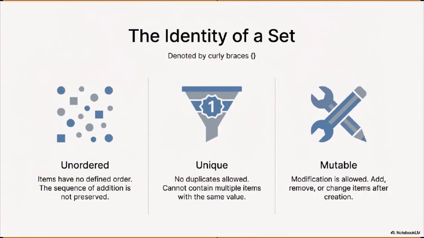Okay, so let's tick off these core properties. First up, they're unordered. You can't ask for the first item because there isn't one. Next, they are mutable, which is just a fancy way of saying you can change them. Add stuff, remove stuff, no problem. Their absolute superpower is enforcing uniqueness, which we'll see in action in a sec. And when you see them in code, you'll know them by those curly braces.